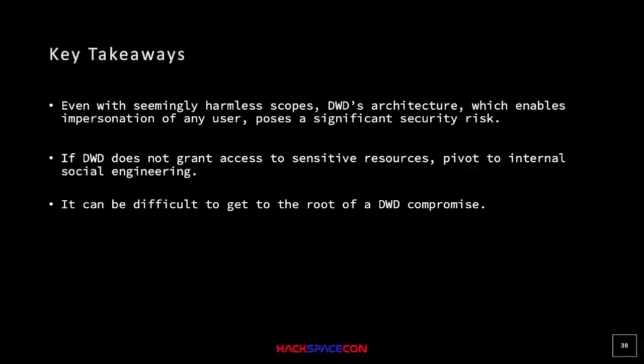It doesn't look like it's coming from a service account. It looks like it's coming from legitimately whoever you're impersonating. And so that's the design flaw behind domain-wide delegation, that impersonation aspect to it. If DWD does not grant access to sensitive resources, pivot to internal social engineering. So this is what we did for the second case study. We didn't really have access to anything sensitive, so we just decided to pivot to social engineering and try to compromise credentials and move laterally.